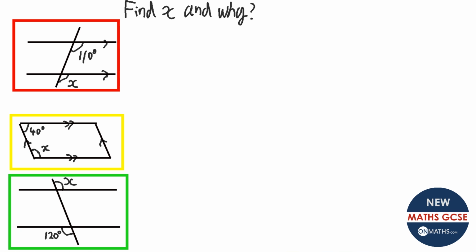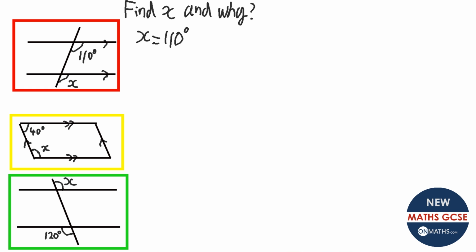Okay, so we're asked to find x. Well, on the first one it's quite easy. They look the same, so if you're going to guess, if they look the same and you don't know the right answer, they probably are the same, and in this instance they are the same. The difficulty is remembering the reason.